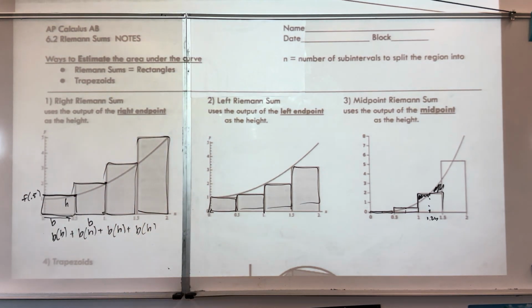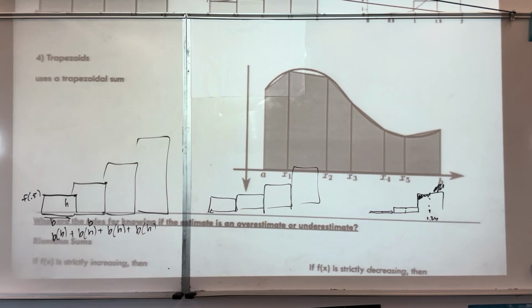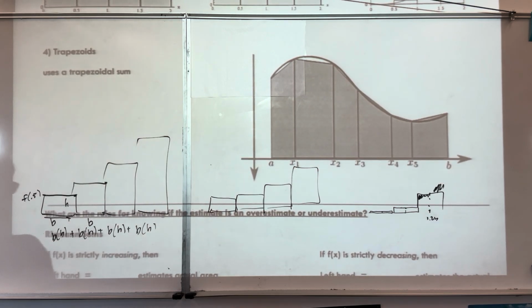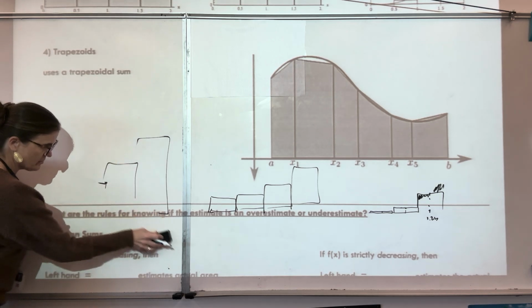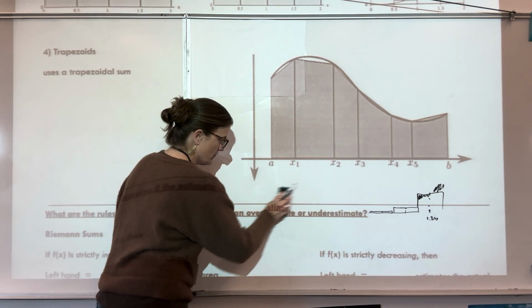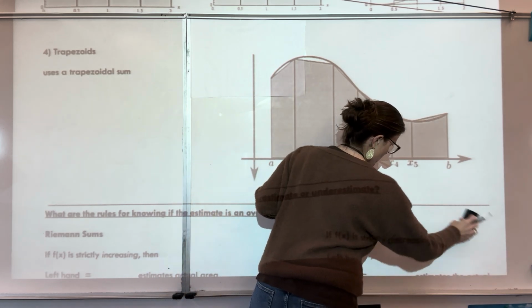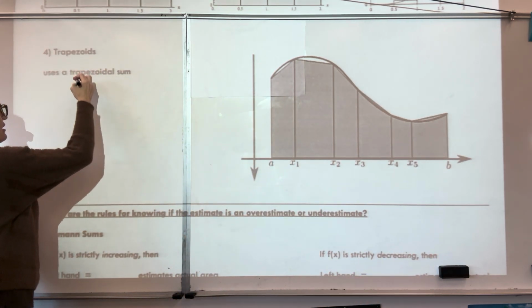For a trapezoidal sum, slightly different picture, but same idea, you're splitting the region into trapezoids instead of rectangles. So if you're trying to estimate the area underneath the curve, but it asks you to use trapezoids, you're going to use the trapezoid area formula. So the first thing to do is talk about what the area of a trapezoid is.